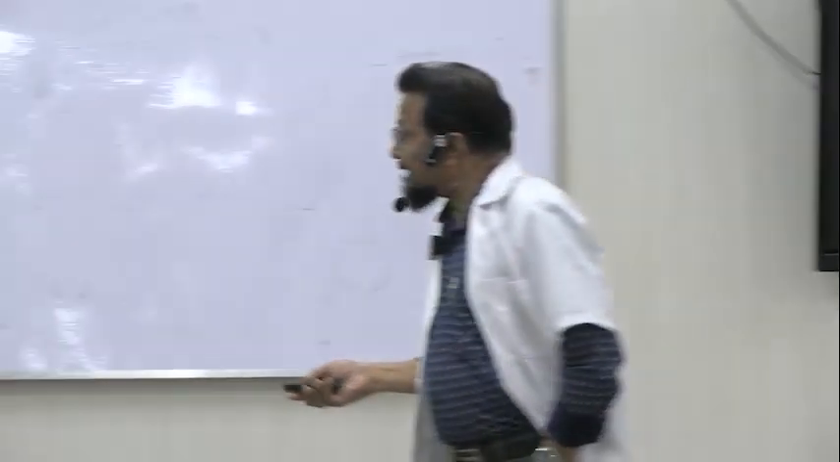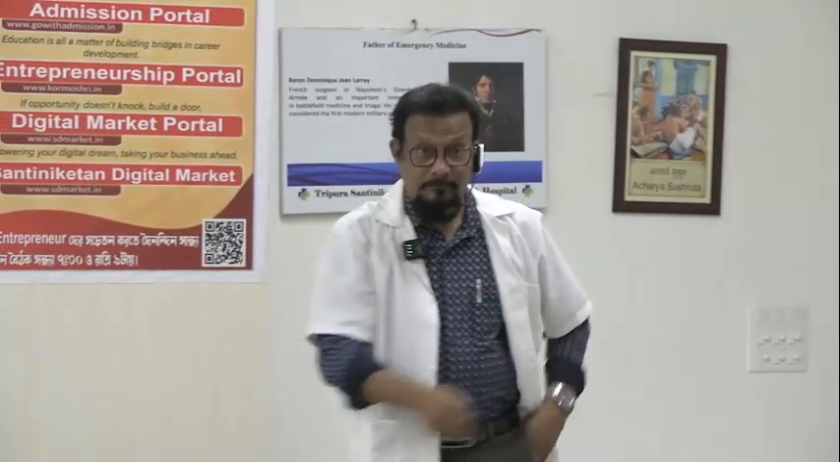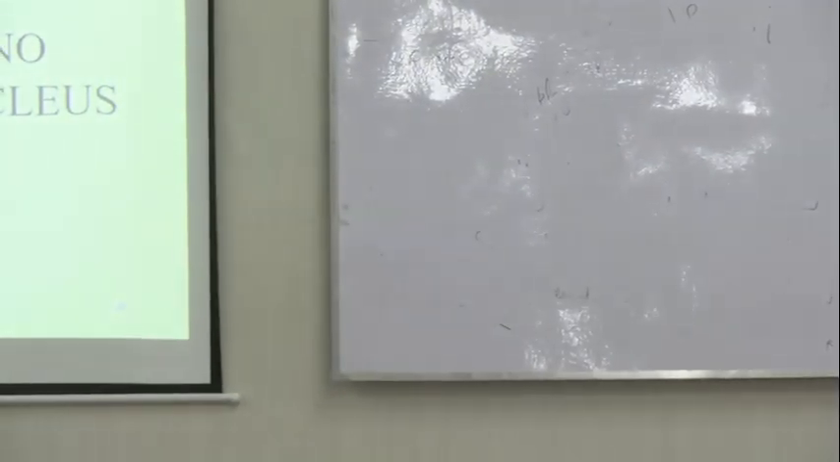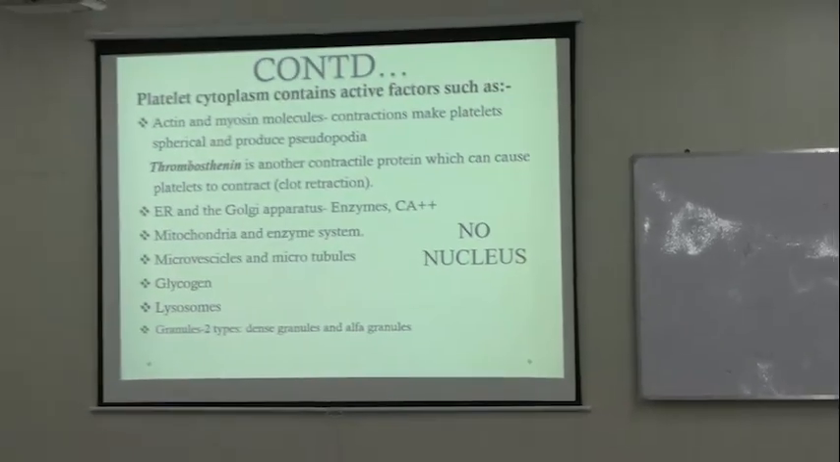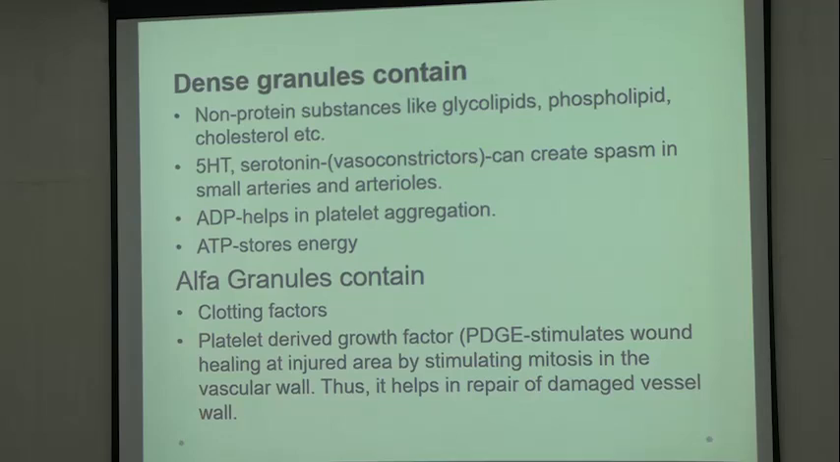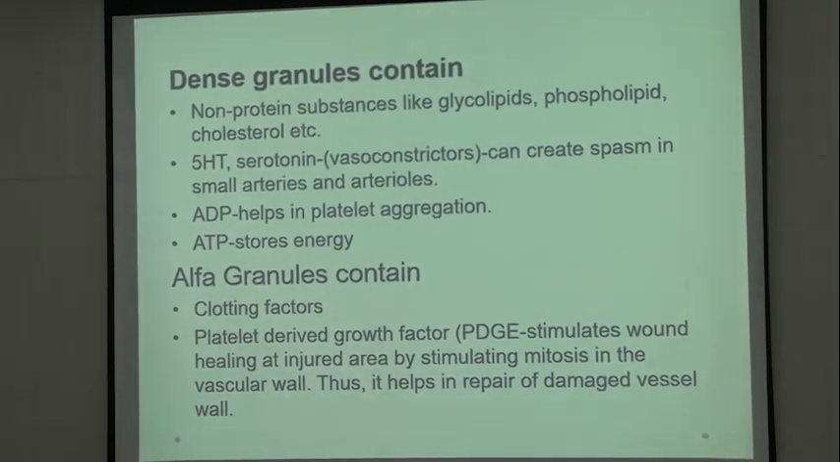Okay. Then granules. We said, these are very important. There are some granules. One is dense granule. Underline. Point to be noted. These are granules. There are two: dense granules and alpha granules. What is there in these granules? The dense granules contain what?